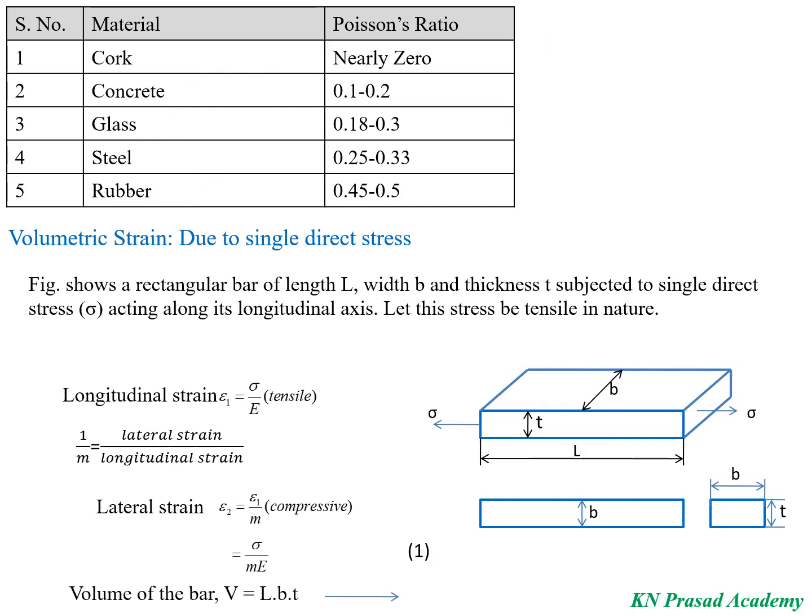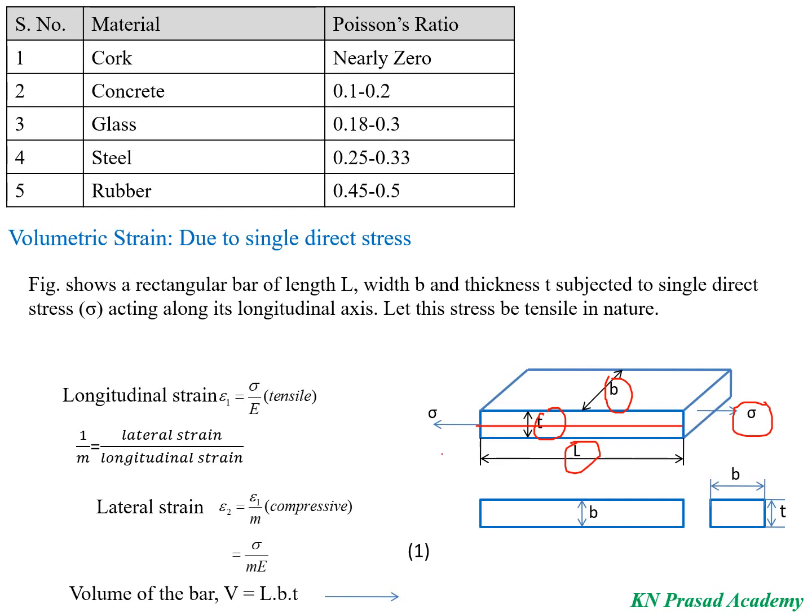Now we will discuss the volumetric strain due to a single direct stress. The figure shows a rectangular bar of length L, width B, and thickness T subjected to a single direct stress, sigma, acting along its longitudinal axis, and this stress is tensile in nature. Here we are applying the stress along the longitudinal axis, that means in the direction of the length, and the nature of the stress is tensile.